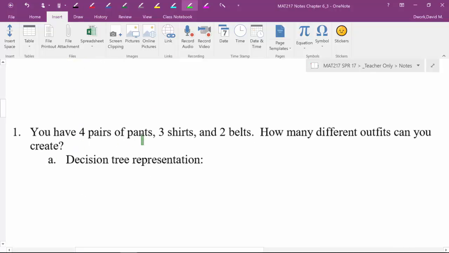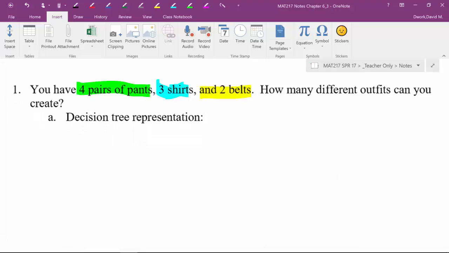So the first problem here. You have 4 pairs of pants, 3 shirts, and 2 belts. How many different outfits can you create? So the idea here is this is somebody who's very fashionably challenged and they don't care about matching. Maybe they plan their wardrobe so all of these things match. And what we're going to do is get dressed and ask how many different outfits we can make.